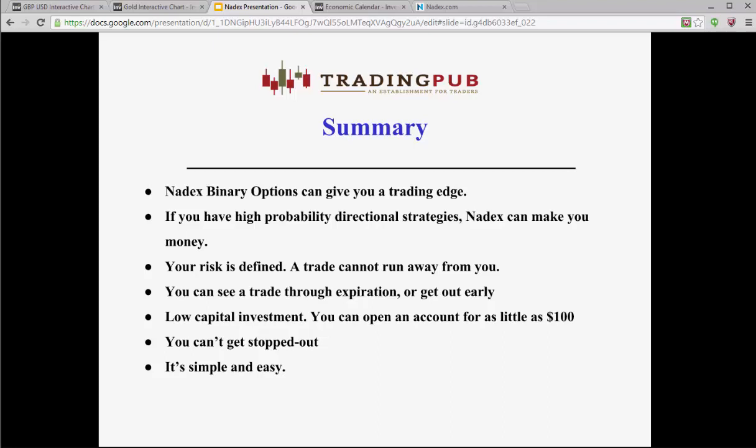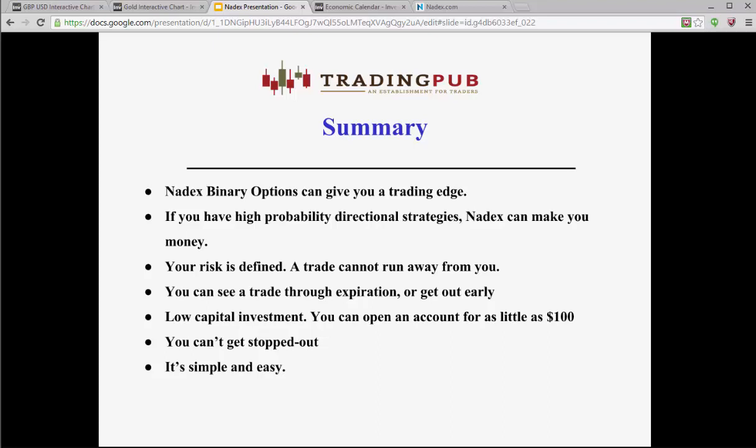Risk is defined. Trade can't run away from you. You can see a trade through expiration, but every once in a while, like the Coca-Cola thing, there was just no help in that one. It dropped 40 points in 1 minute. So that just crushed me for one of my losses. But if you see a market sort of threatening you, you can get out if you want to. And that's also part of the discipline of minimizing your losses and letting your winners run.